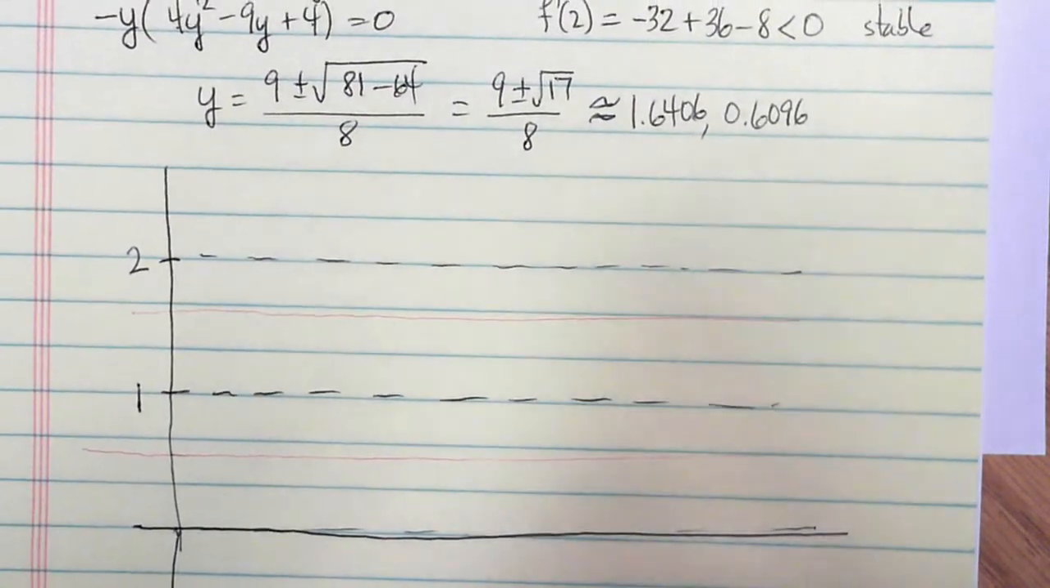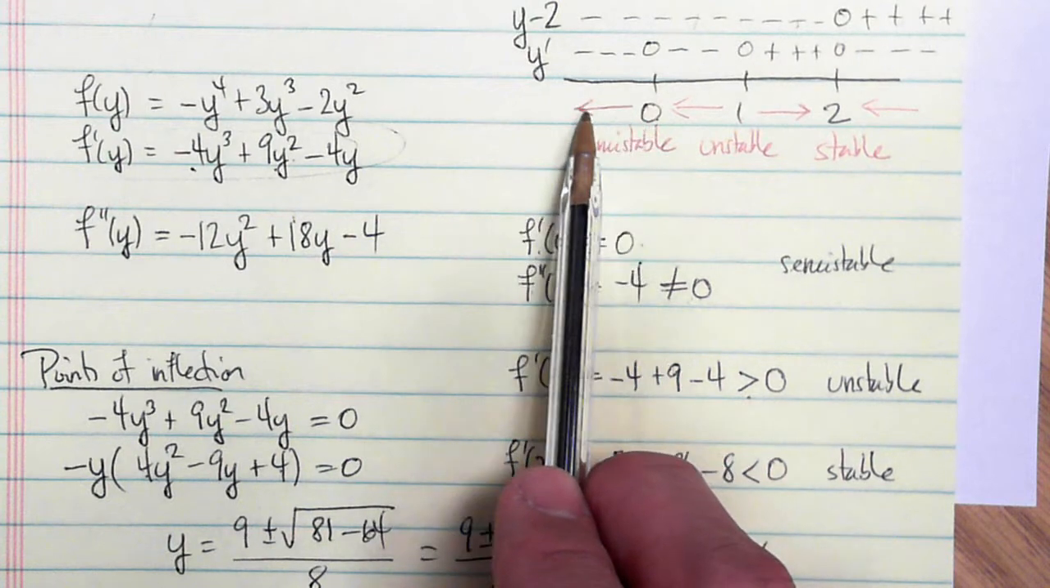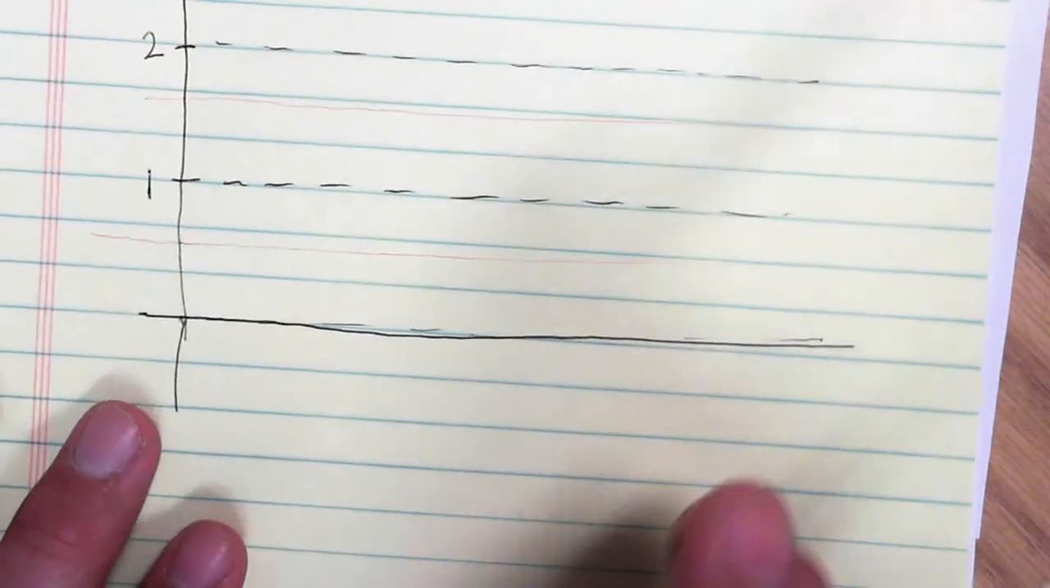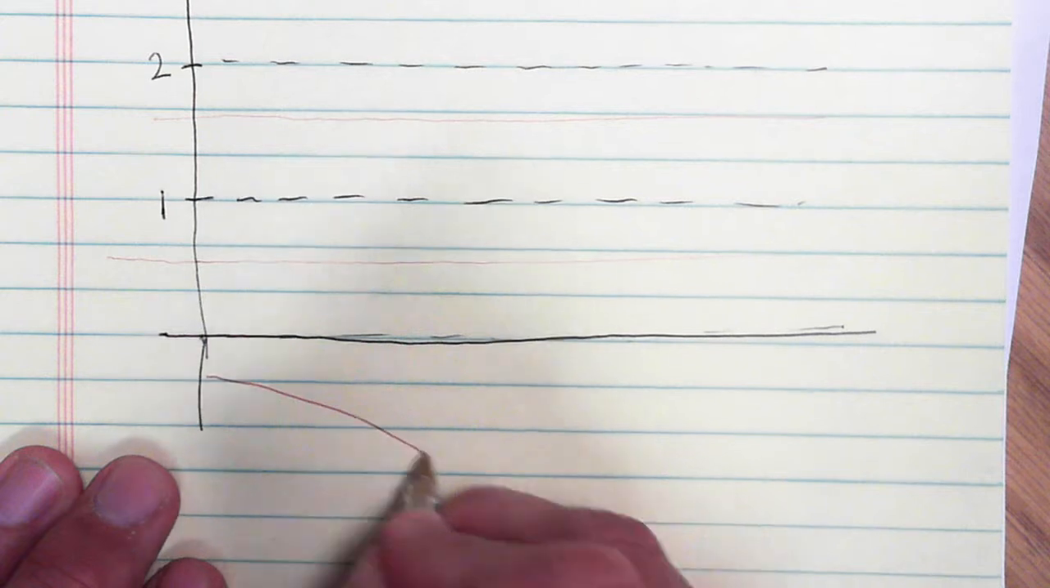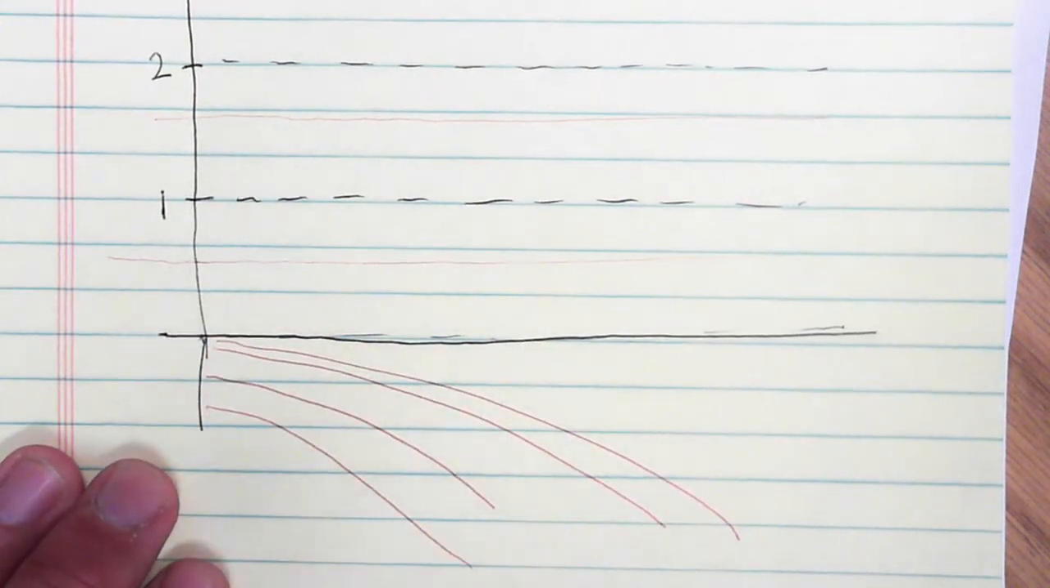Okay, so let's start. To the left of 0, the solutions are decreasing. Okay, so that's easy. There are no points of inflection, so to the left of 0, the solutions are decreasing. So I've got all these curves that look like this going away from 0.